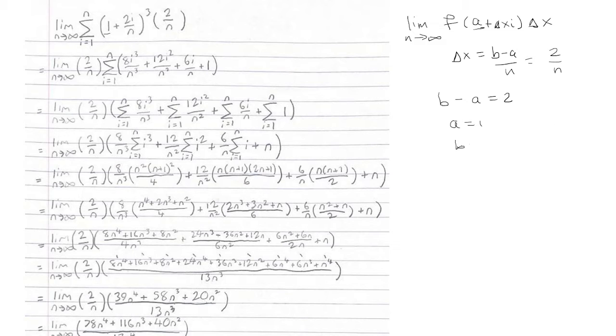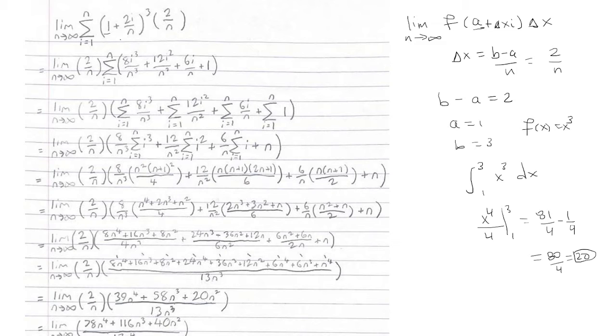So that makes b equal 3. My function is just a cube, so f of x is x cubed. What this is saying is take the integral from 1 to 3 of x cubed dx. When I find the antiderivative, I get x to the 4th over 4. Plug in 3, it's 81 over 4. Then minus plug in 1 over 4. This is 80 over 4, which is 20. So I should get 20 as my answer.